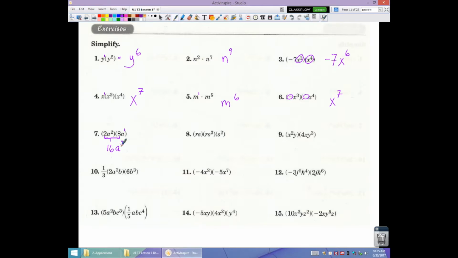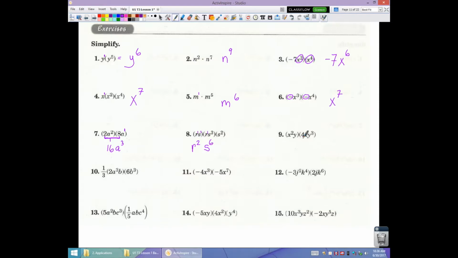Okay, and number 8, I can consider the r's and the s's separate. So this is r to the 1st, s to the 1st. The next power is r to the 1st, s to the 3rd. And the last one simply s squared. So when I multiply here, I will put together the powers that share a base. So r to the 1st times another r to the 1st is r to the 2nd. Now, s to the 1st times s to the 3rd times s squared, 1 plus 3 plus 2 is 6. So that's s to the 6th.